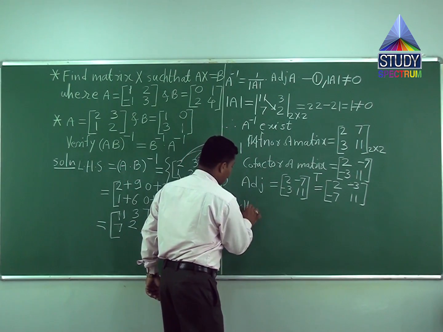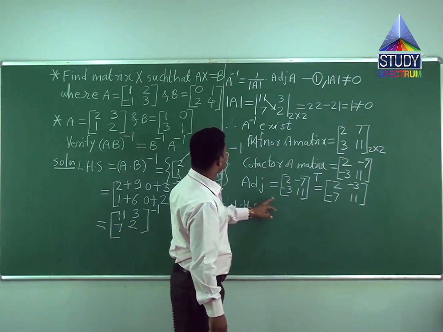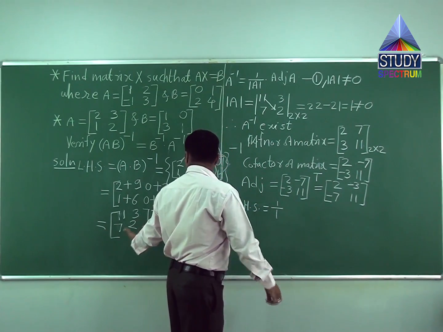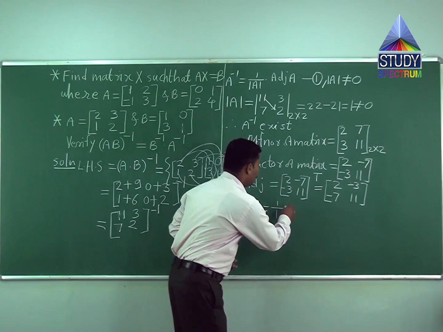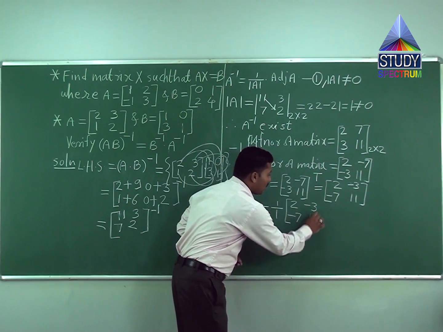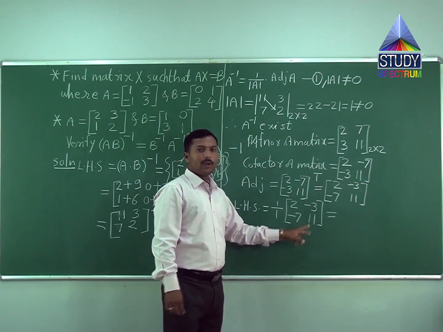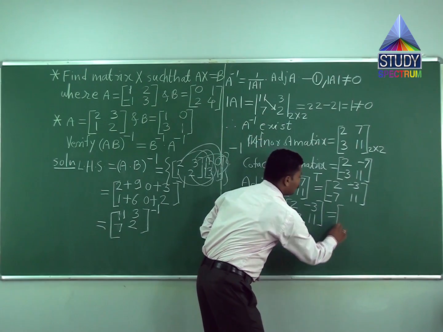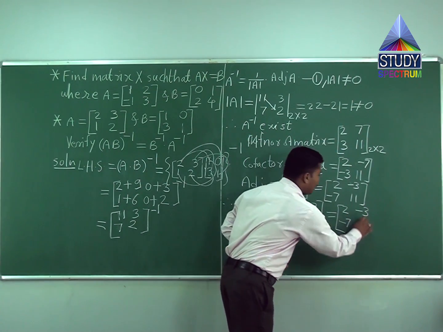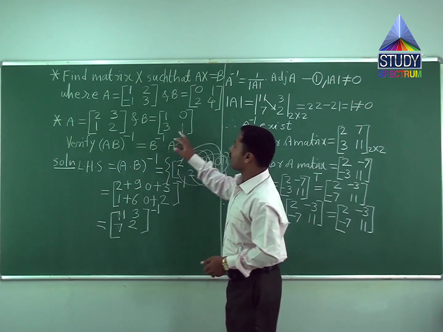Therefore, LHS equals 1 upon determinant A. Determinant A is 1, so 1 upon 1 is 1. 1 upon 1 into the adjoint of this matrix, which equals this matrix: 2, minus 3, minus 7, 11. Since 1 upon 1 is 1, every number of this matrix stays as it is. So 2, minus 3, minus 7, and last 11. So this is the LHS.